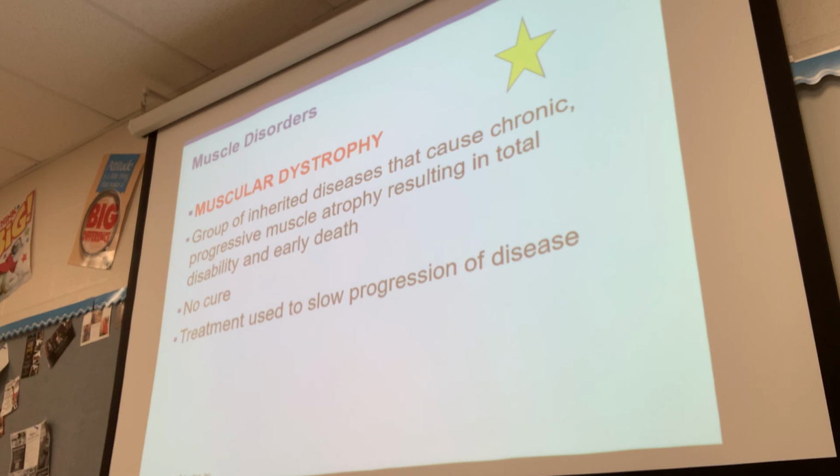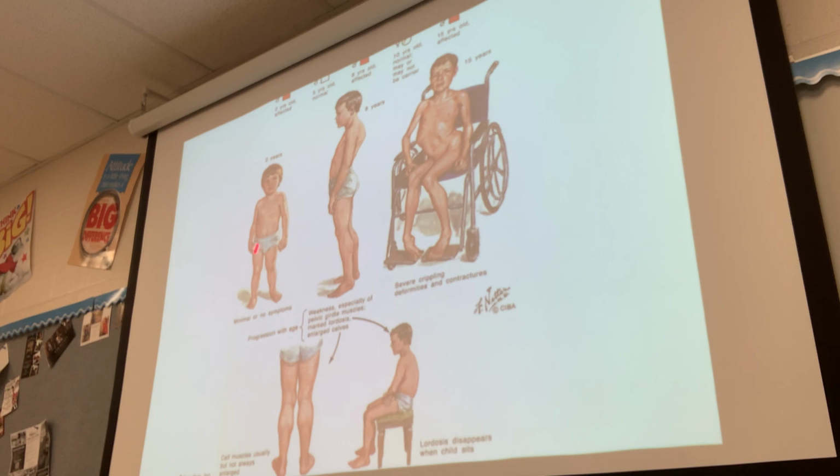Treatment is used to slow the progression of the disease, but there's really nothing that can be done. By the time they're 2 years old, they are still capable of movement, but as they age, their body continues to degenerate. They do become wheelchair bound over time. The body usually gets distorted because of the way that the muscles shrink. It kind of constricts the body.